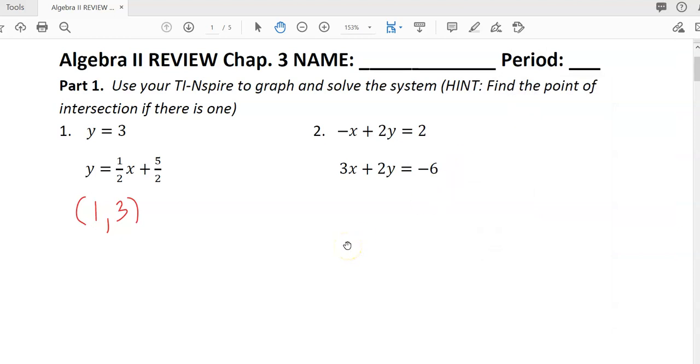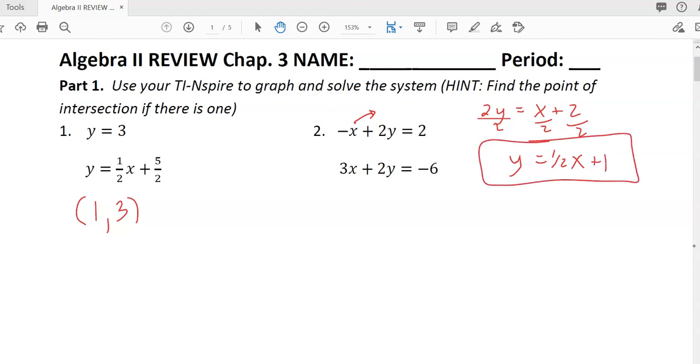Before we graph this one, we want to solve this one for y, so it's going to take a couple steps. Let's add x to both sides, so this would be 2y equals x plus 2. I like to put that x term first. Divided by 2. So we get y equals 1/2 x, or x over 2, plus 1. So that's one of the equations we're going to graph.